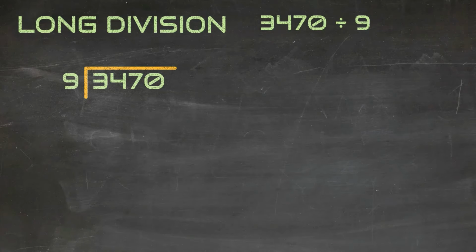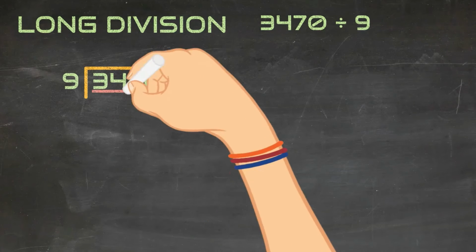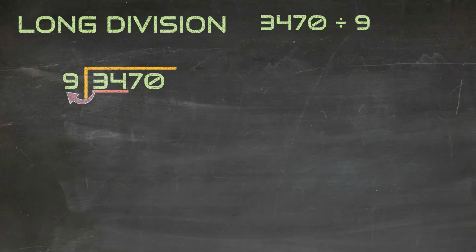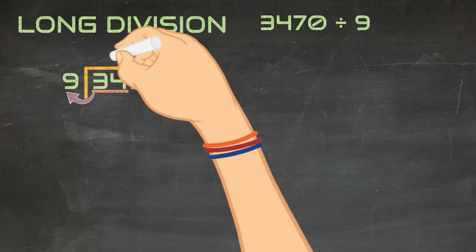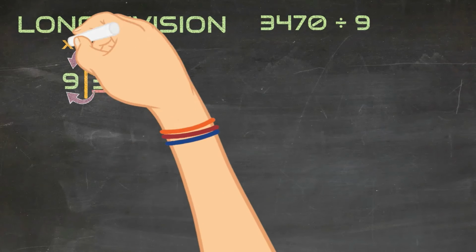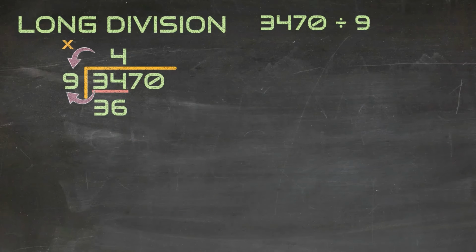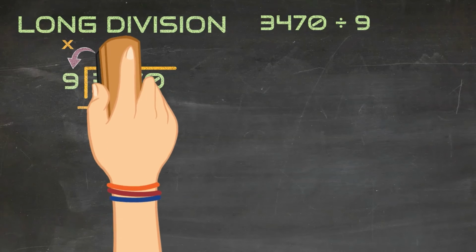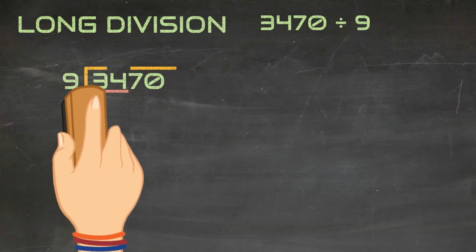Let us take 34 as the first dividend. How many 9s can we take from 34? Let's try 4. Write 4 on top and aligned with 4. 4 times 9 equals 36. 34 minus 36. This will result in a negative value. 4 is therefore not the correct quotient. The correct one should be smaller than 4.